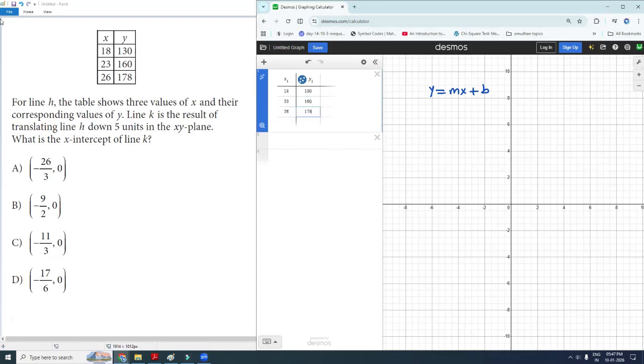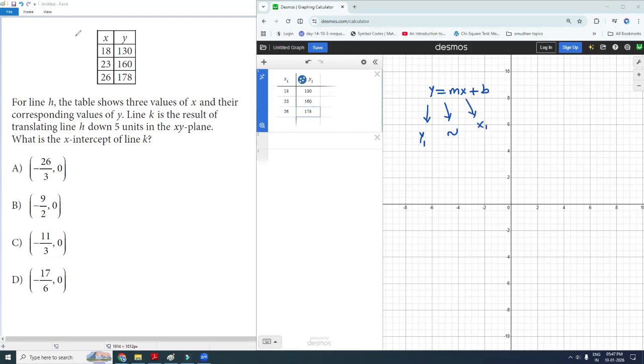Our aim is to get the equation of line H in slope-intercept form. That is y equals mx + b. Now we have to take this equation as input in Desmos, and my aim is not to get the graph of this equation. My aim is to get the values of m and b. In that case, when I take this equation as input in Desmos, for y I have to use y1, for the equal sign I have to use the tilde sign, for x I have to use x1.